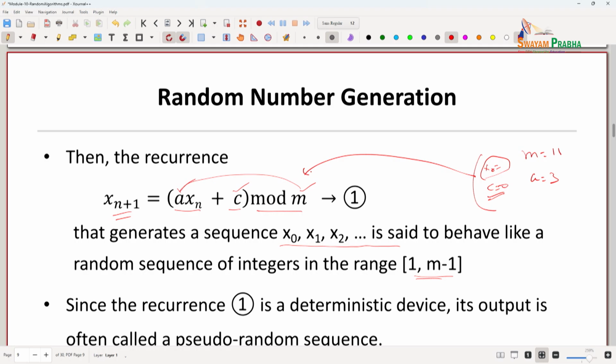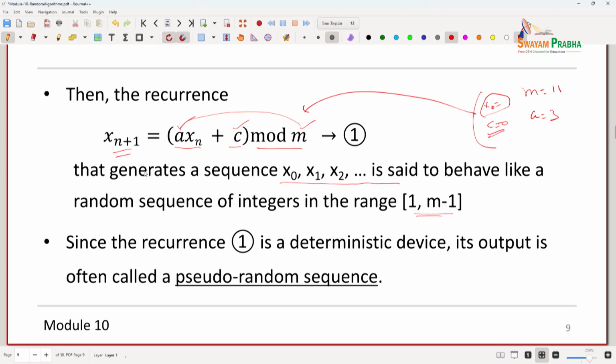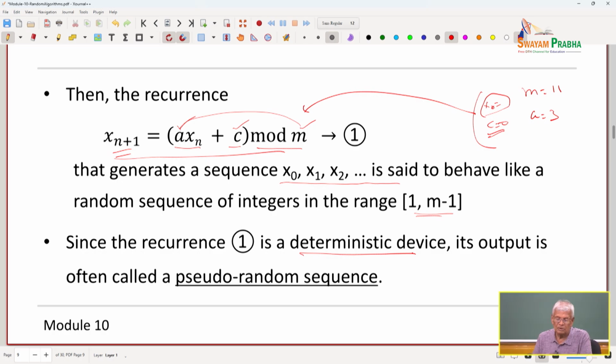That's why it's called the random integer sequence in the interval 0 to m minus 1. Since the recurrence relation that generates it is a deterministic device, its output looks random, it behaves random. Therefore, the random numbers generated by this are called pseudo-random sequence. All the computer-based software programs generate only pseudo-random numbers. But if you have a toss of a coin or a throw of a dice, they are pure random.